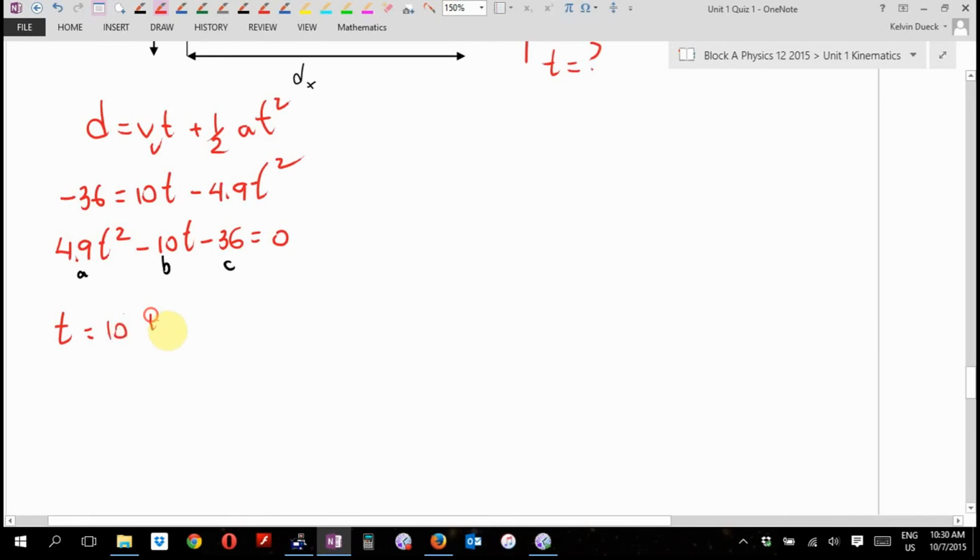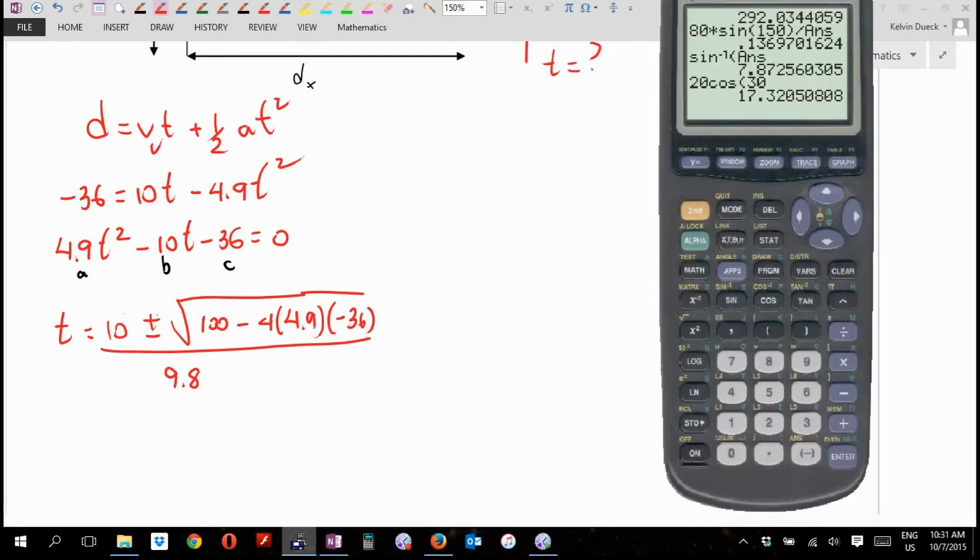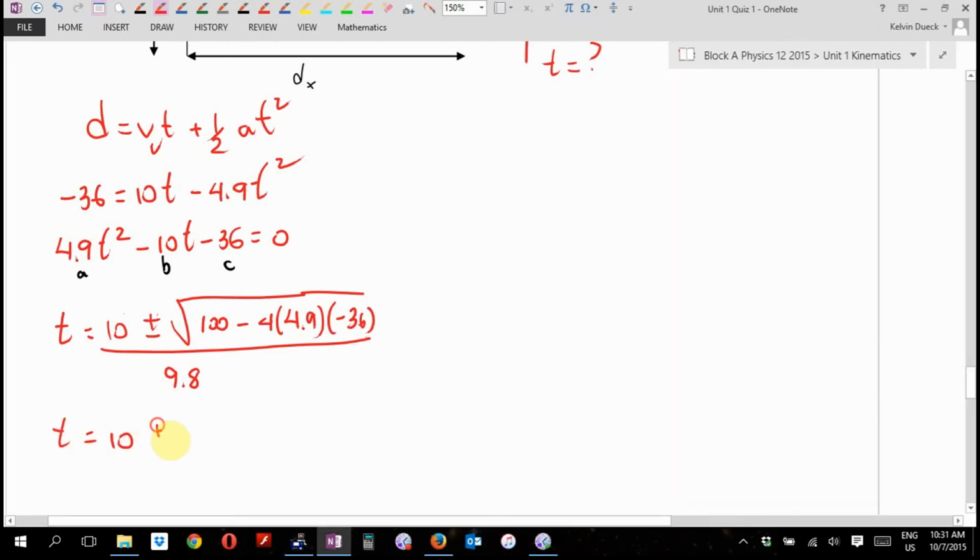negative b plus or minus the square root of negative 10 squared. You know what? I can do that in my head. What is negative 10 squared? Minus 4 times a times c, all over 9.8, which is 2a. I usually do what's inside the square root first. 100 minus 4 times a times c. And I would say, okay, t is going to be 10 plus or minus the square root.